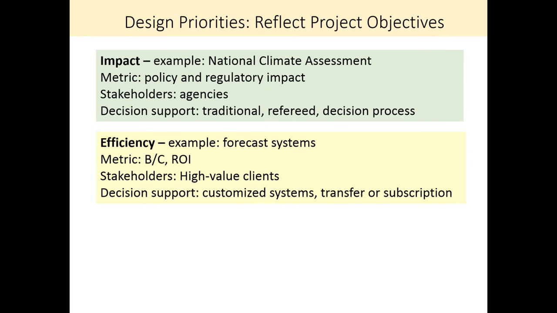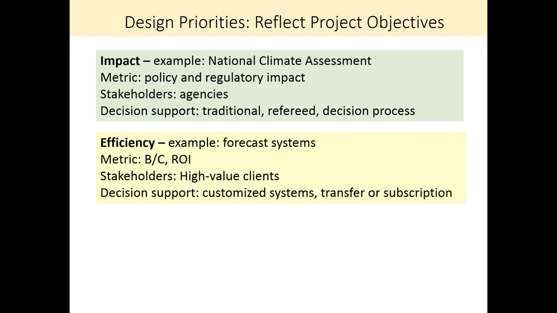One is, do you want your decision support tool to have regulatory and policy impact? Something like the National Climate Assessment and all the National Climate Assessment reports, for example, are trying to get at policy and regulatory impact. The kind of decision support that you do is more traditional. That is, documents need to be refereed, tools need to be refereed, there needs to be a link to where it fits in a decision process.